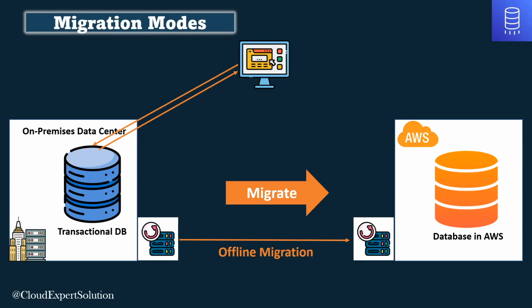To support that kind of use case, we can use online migration. That means while the application is accessing your transactional data and writing the data, DMS will be able to replicate all the data and perform the database migration without impacting your application performance. This type of migration we call online migration, and DMS supports both types of migration.